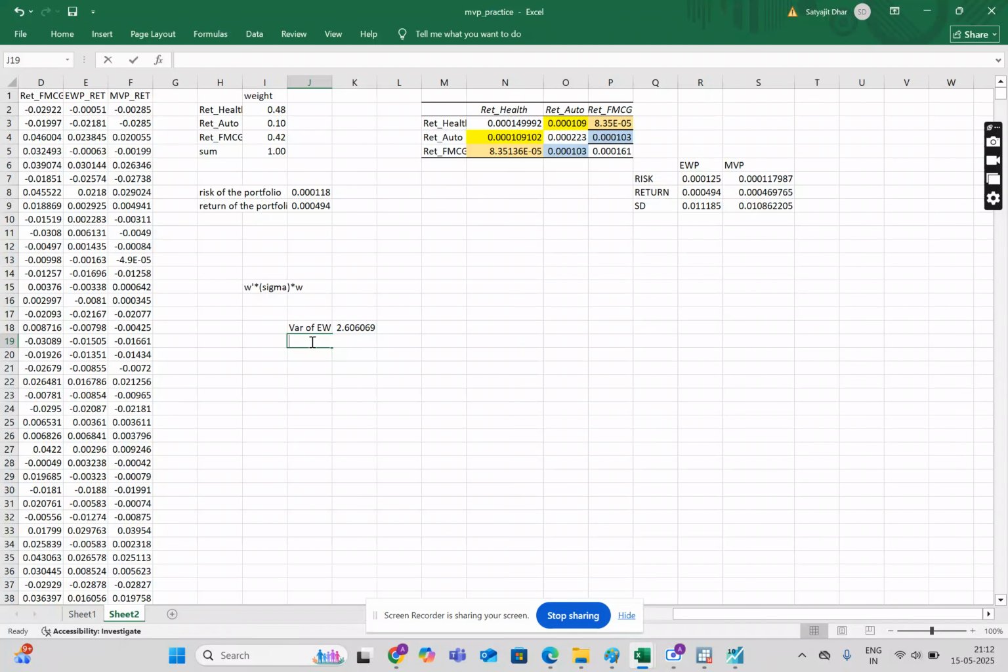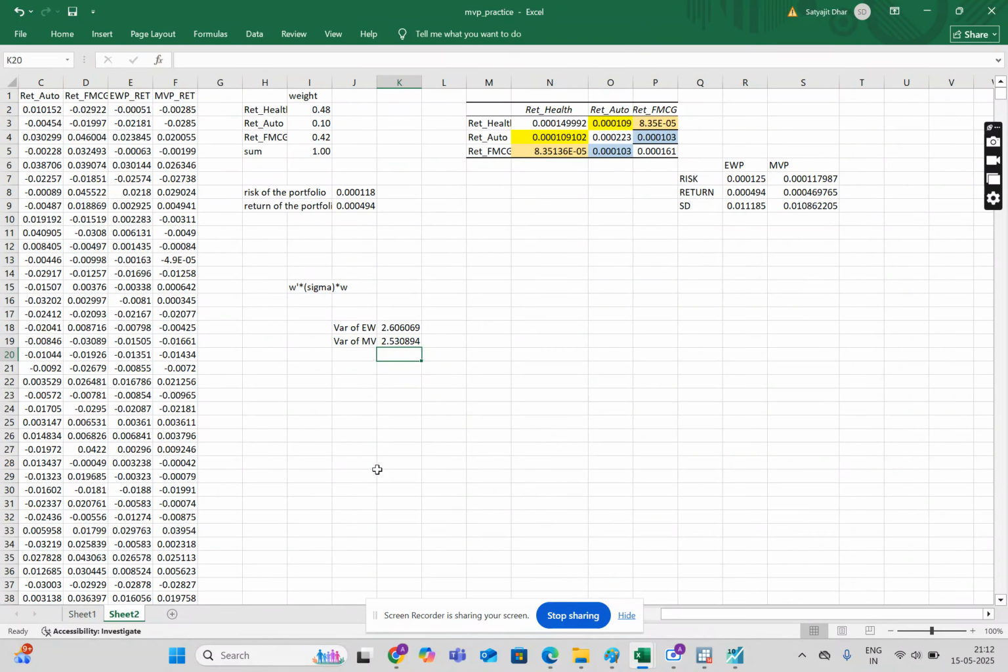Now let us find the VaR, that is the value at risk, of MVP, the minimum variance portfolio. Again, the same kind of formula. First we write the Z score, that is 2.33, multiplied by the standard deviation, multiplied by the amount that we have invested. We are assuming that we have invested 100 rupees in total. So into 100, here we have it, 2.53084. So rupees 2.53 is the maximum amount of loss that you will incur when you are working with the minimum variance portfolio. This is how we can get it.